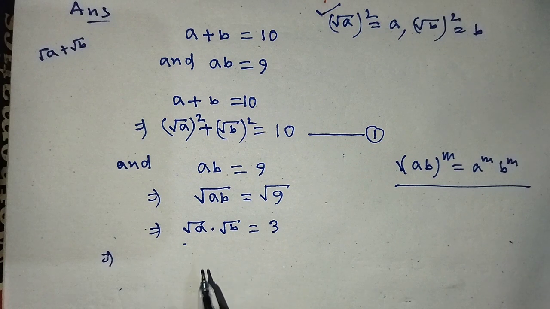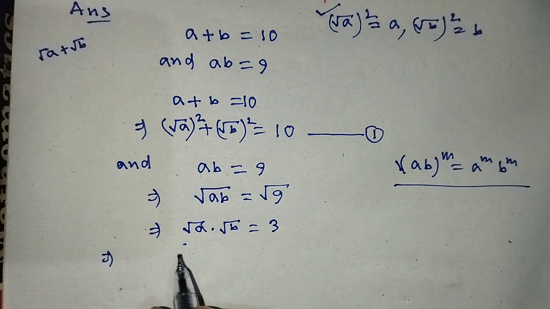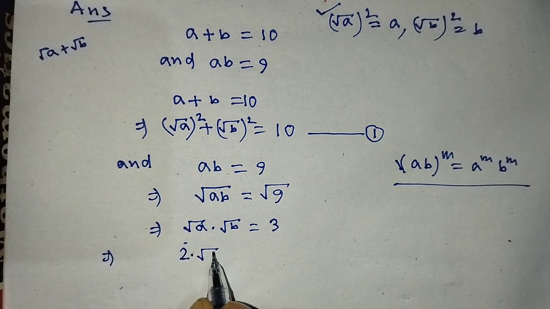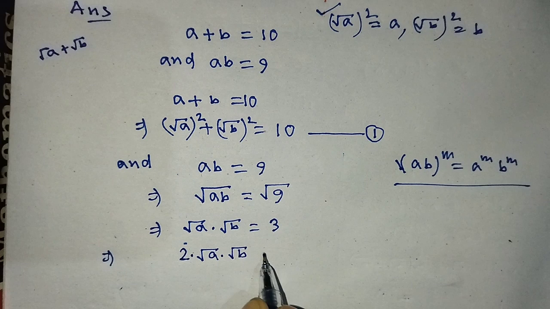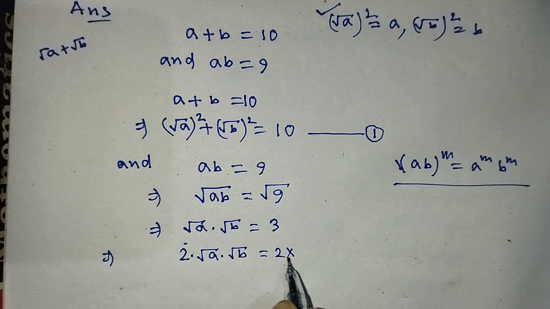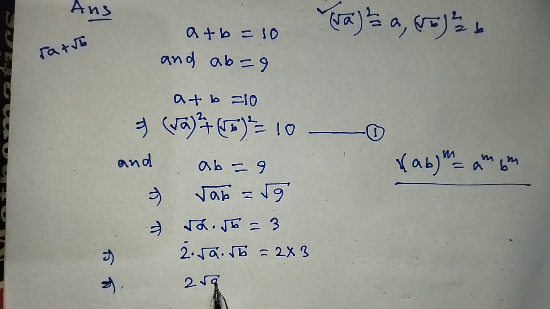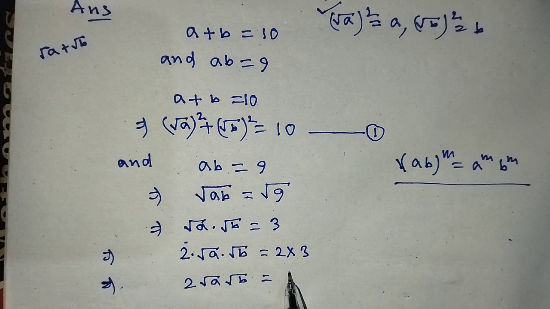After that we have to multiply by 2 on both sides. On the left hand side we write 2 into root a into root b is equal to 2 into 3 on the right hand side. So on the left hand side again we write 2 root a into root b is equal to, on the right hand side, 6. So this is equation number 2.